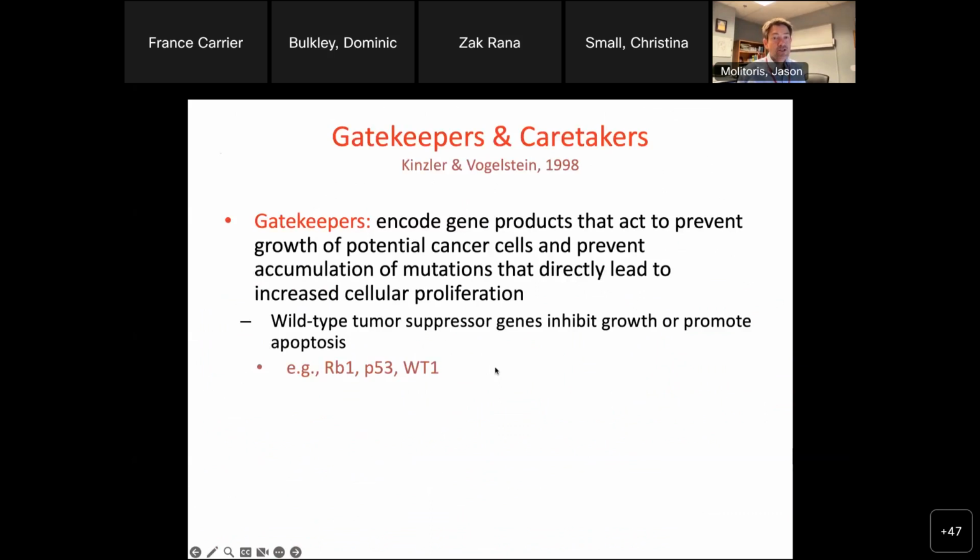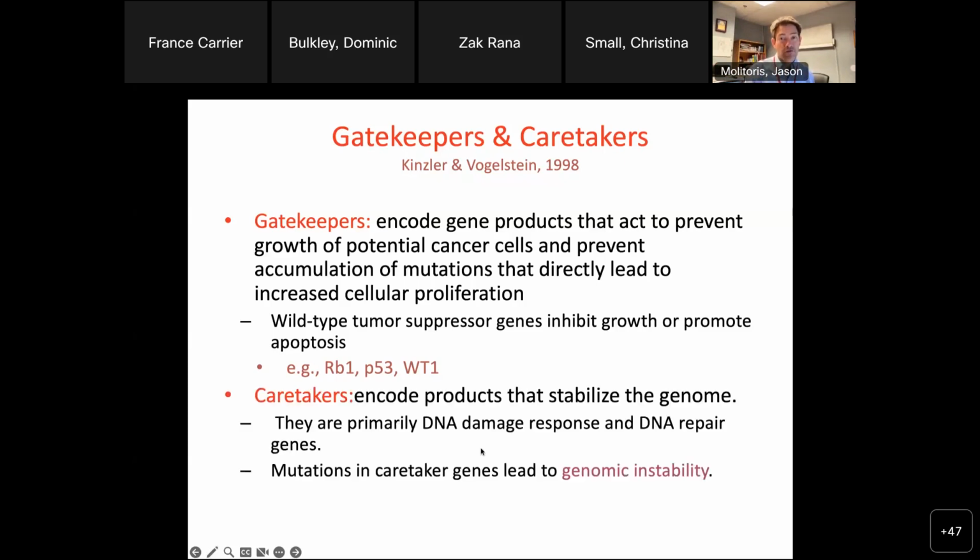Caretakers and gatekeepers are important concepts for us to understand. Gatekeepers encode gene products that act to prevent growth of potential cancer cells with accumulation of mutations. These are retinoblastoma, P53, and WNT1. These really are gatekeepers in that they identify and allow for repair of DNA, so that you don't have accumulation of small amounts of mutations.